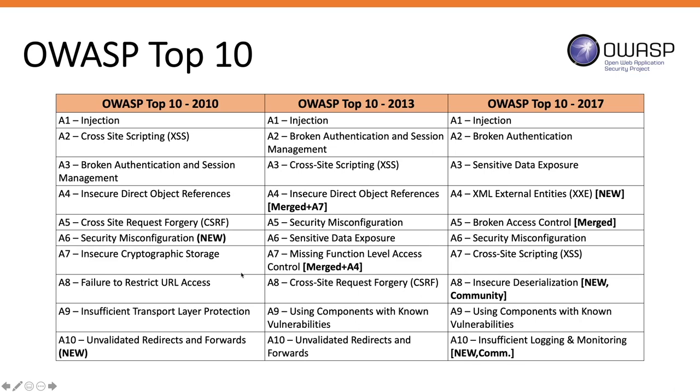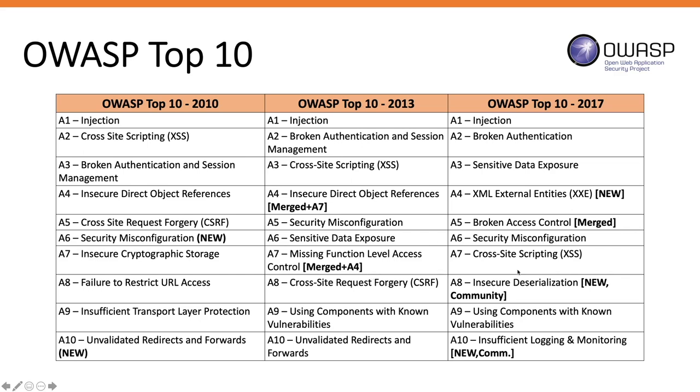And you'll see some of them completely disappear. So insufficient transport layer protection was number 9 of most critical risks in 2010, but it completely disappeared in 2013 and 2017. And that's probably because it's so easy to now get certificates and use HTTPS on your site. Even malicious sites use HTTPS right now, so it's definitely not a risk anymore. But then you see also new ones get added.